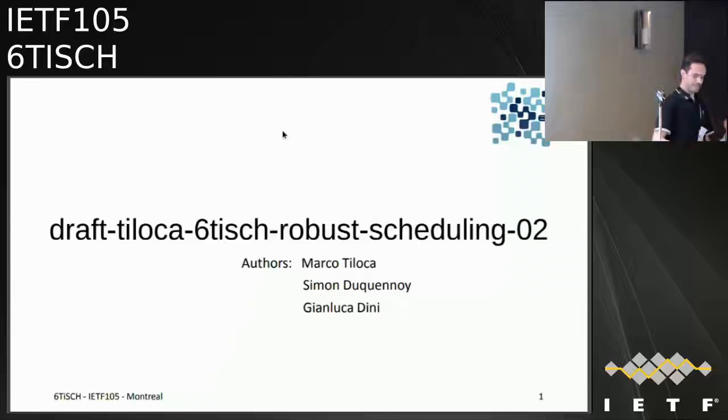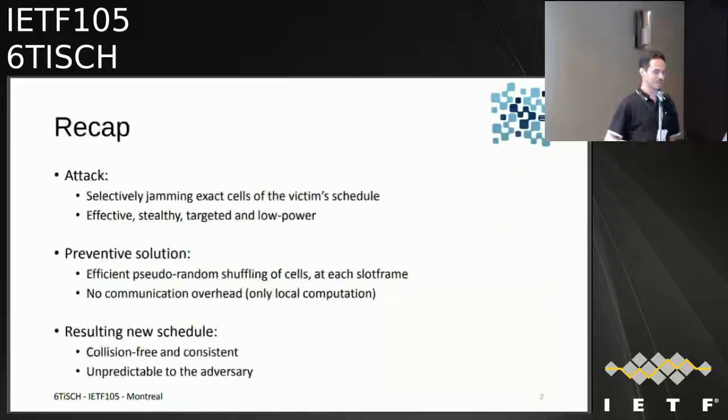Hi, this is Marco from RISE, and an update to this robust scheduling draft, now version 2. Quick recap: the document describes both an attack and the solution. The attack is possible for an external adversary, even in the presence of security at the link layer. It can be performed very efficiently in a stealthy way, with low power consumption, so even if you are on battery. It's about essentially inferring with 100% precision the full schedule of a victim node, and then selectively jamming with 100% accuracy and effectiveness every single transmission and reception of that node.